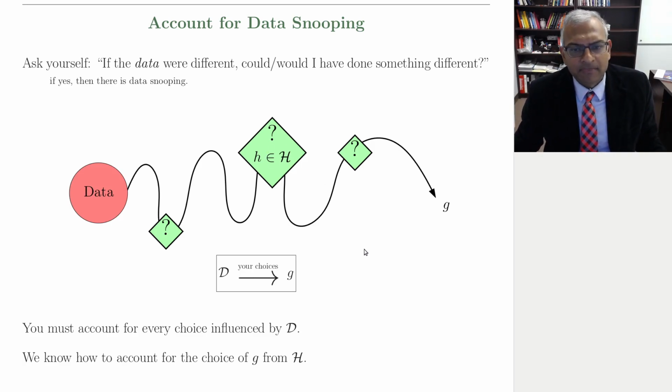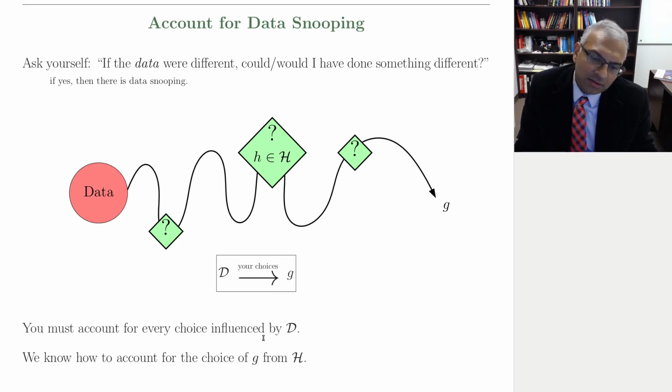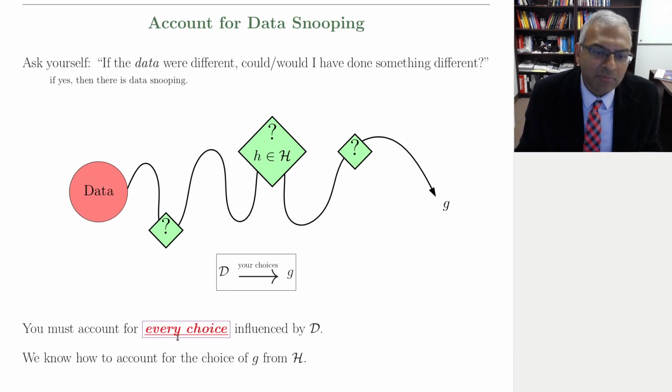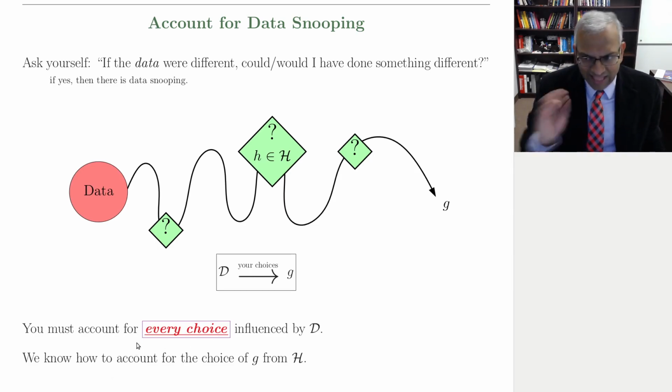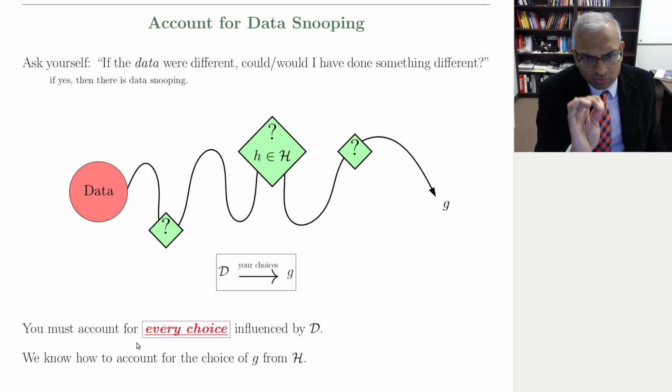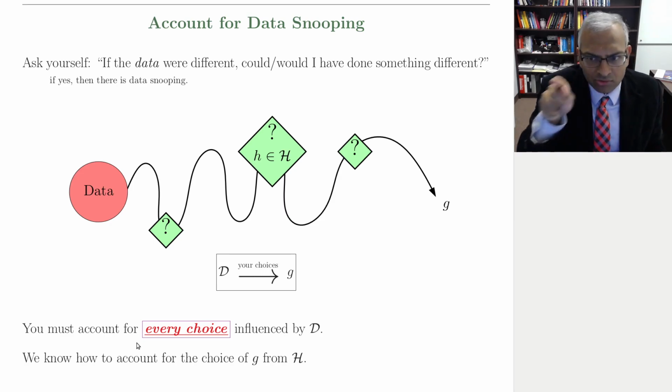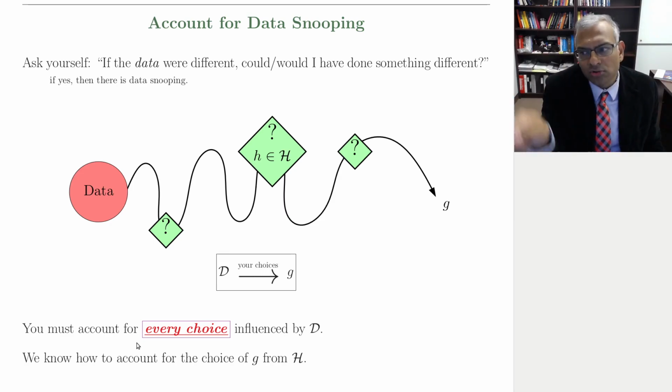All right. So, I'm going to emphasize, you must account for every choice influenced by the data. We know how to account for the choice of the final hypothesis from the hypothesis set. But you have to account for every choice made by the data. And I do not know how to emphasize this any more than, make it bold, make it italics, underline, include in a purple box. That's how important it is. Every choice that you make on the basis of the data, you have to account for it. And so if you're going to use that data to assess the final outcome, you have to account for all those choices.